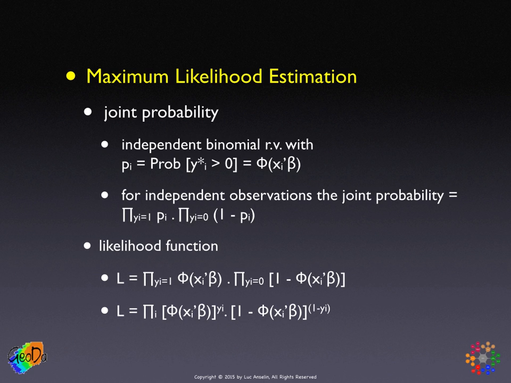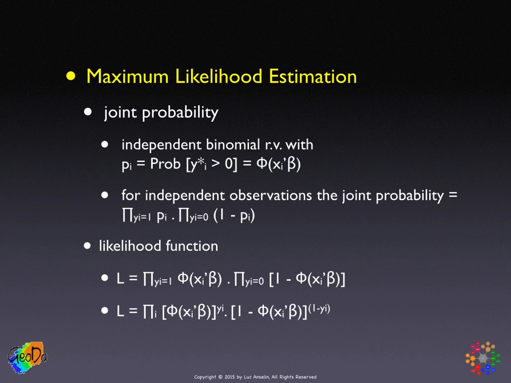So it's the product of the individual for all the observed y sub i's. It's the product of the phi xi beta. For all the y sub i's equals 0, it's the product of the complement. And after a little bit of algebra, we see that this is the product of the phi xi beta to the power sum of yi, and then the sum of 1 minus yi.